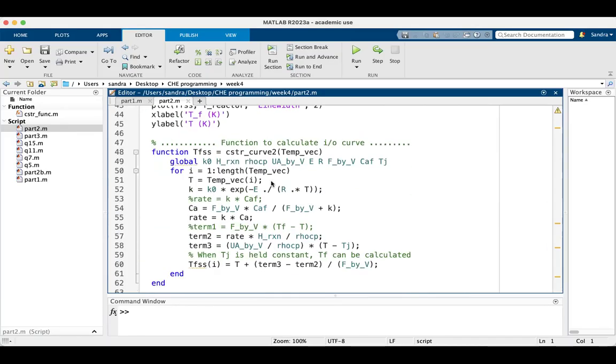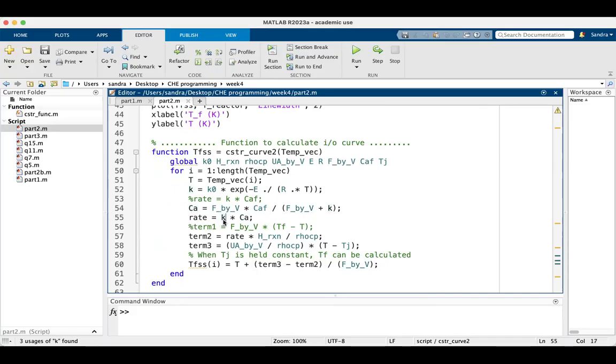Now we have calculated the T, which has already been given to you. Reactor temperature, we assume that we know it for a certain value. For that we calculated K, and then we calculated Ca for that. This is how we did it: we rearranged the first equation.